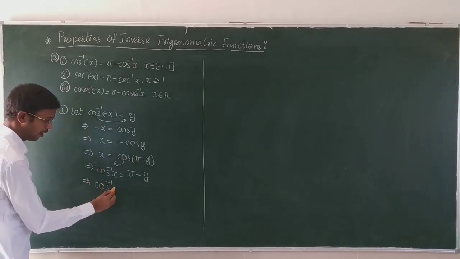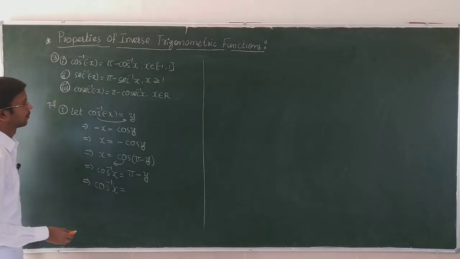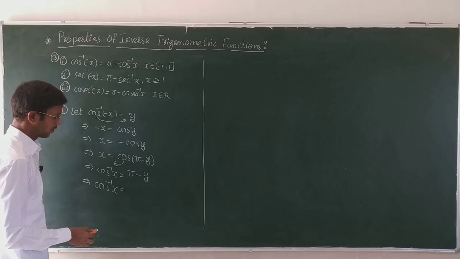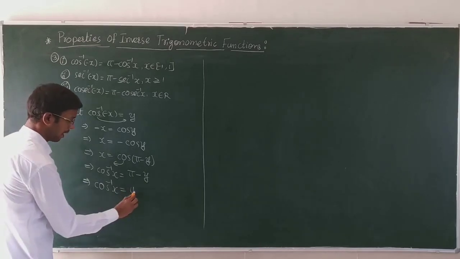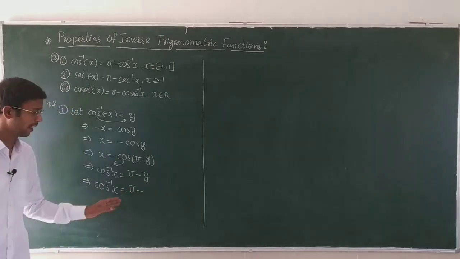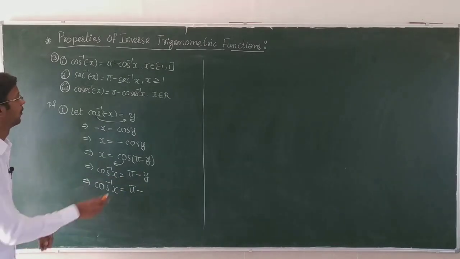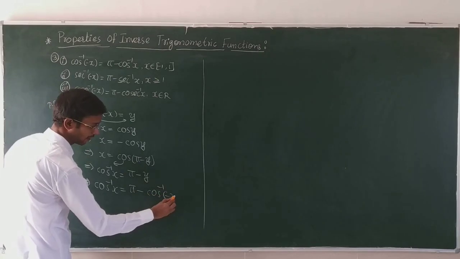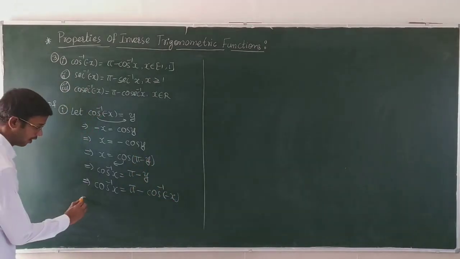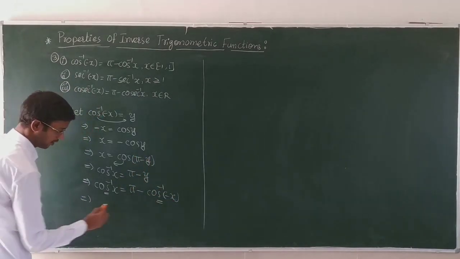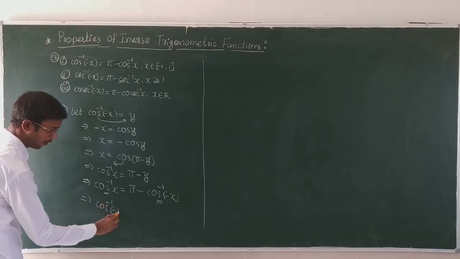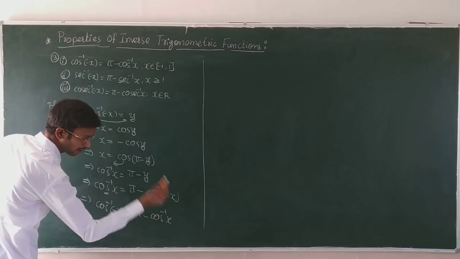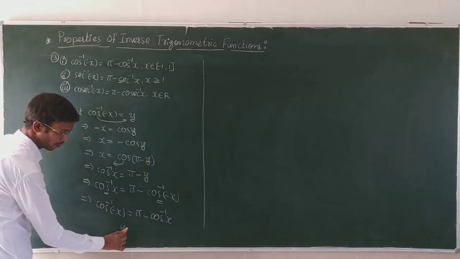Cos inverse of x is equal to pi minus y. What is the y value? Cos inverse of minus x. These two interchange. Cos inverse of minus x is equal to pi minus cos inverse x, and proved.